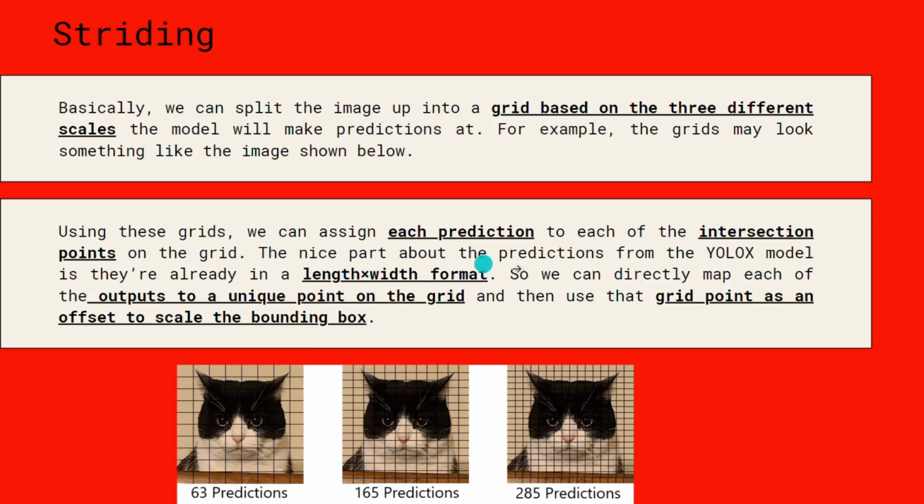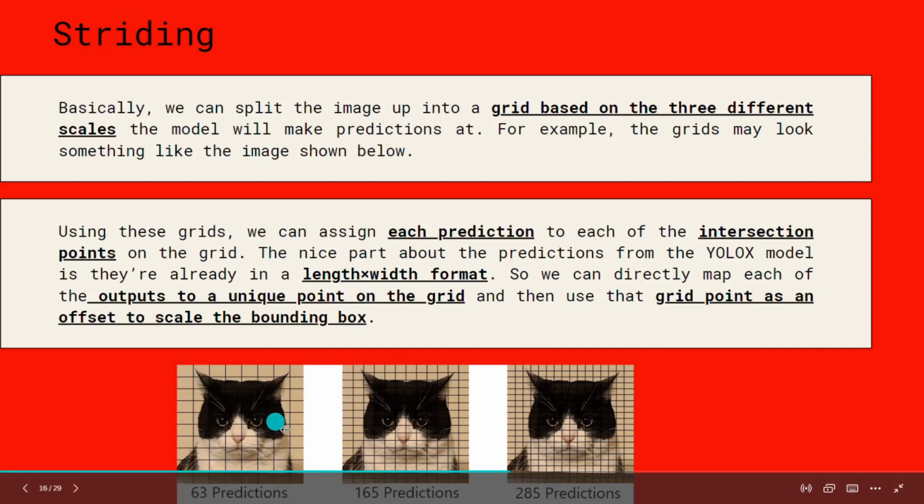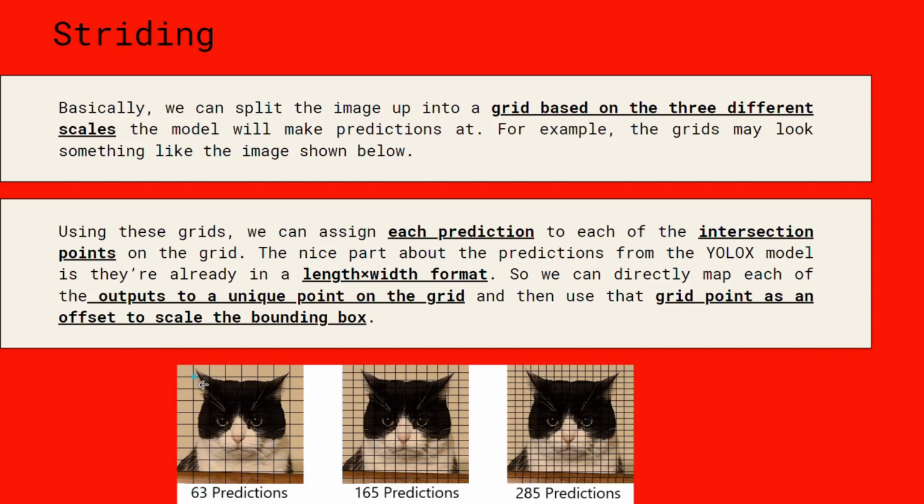The nice part about the predictions from the YOLOX model is they are already in a length times width format. So we can directly map each of the outputs to a unique point on the grid and then use that grid point as an offset to scale the bounding box. So previously we said that we can consider all of the points across the height and width in order to make the predictions. But the drawback from this kind of method is that we have to make predictions with respect to the top left corner of the image.